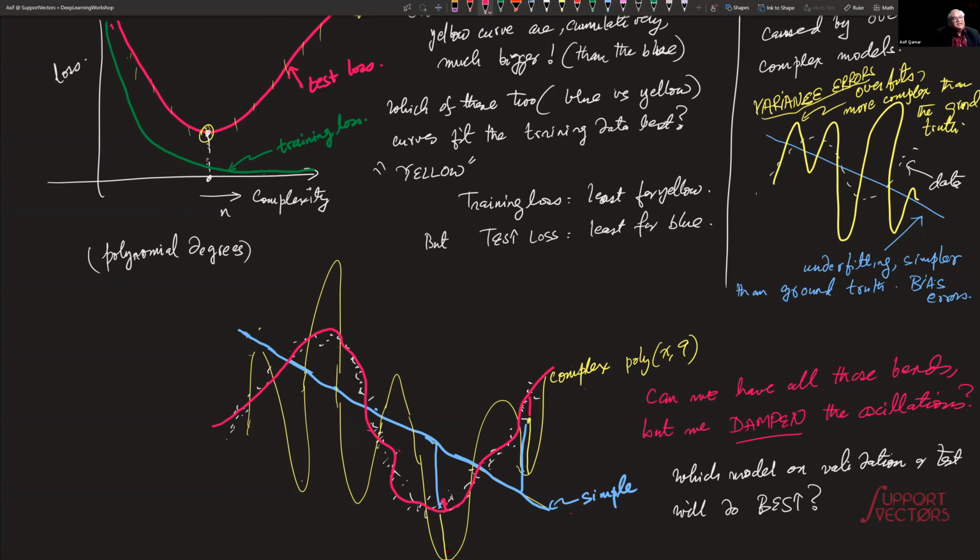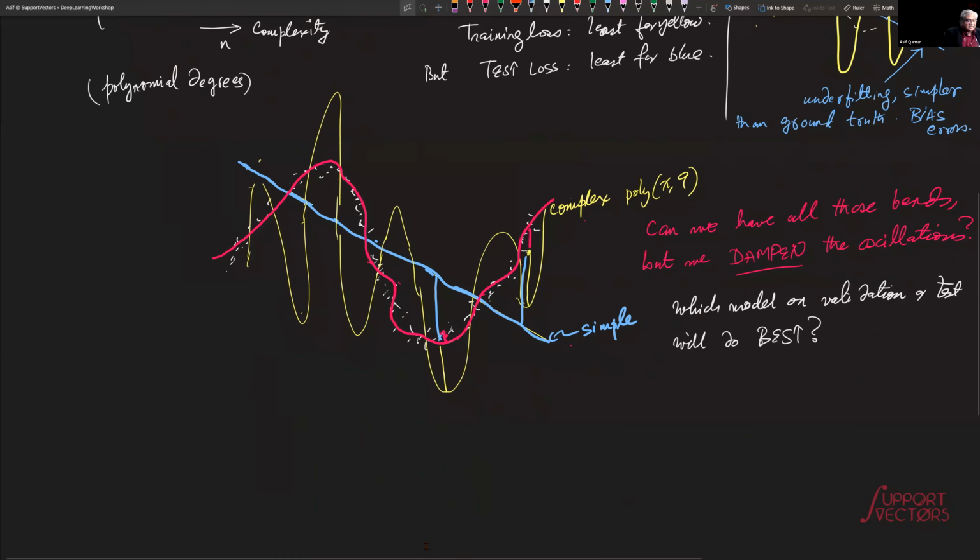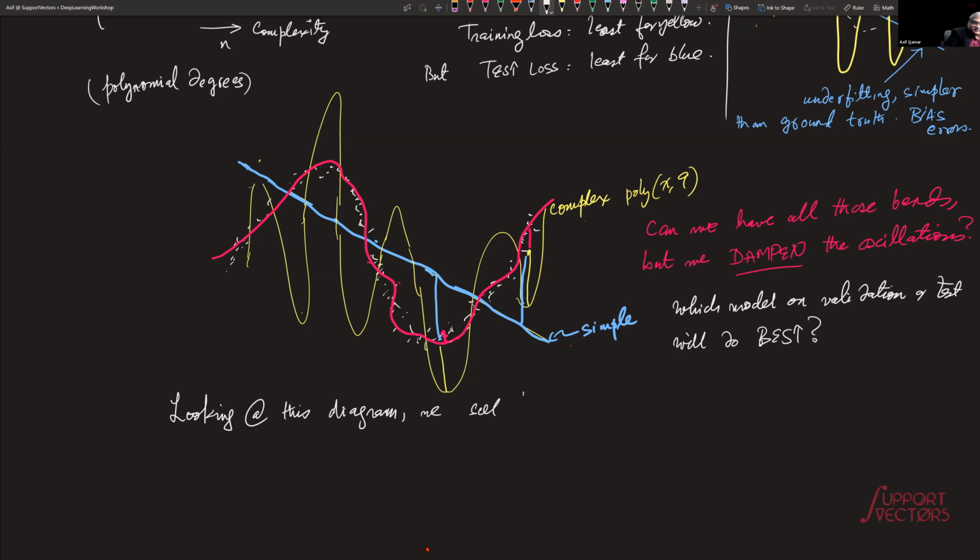So in general, which tends to have the smaller residuals? Guys, which of them? Pink. So therefore, you expect that the pink model will perform best. Right? So let me write the conclusion down from this. Looking at this diagram, we see that the pink does best.